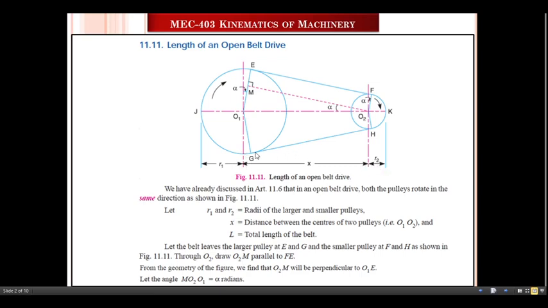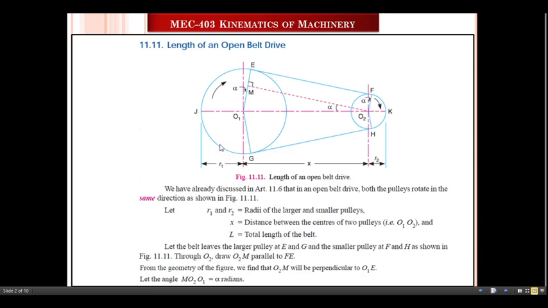What about this X? X is the distance between the centers of the two pulleys, that is O1 O2. What about this L? L is the total length of the belt. Our target is to find out this total length of the belt.